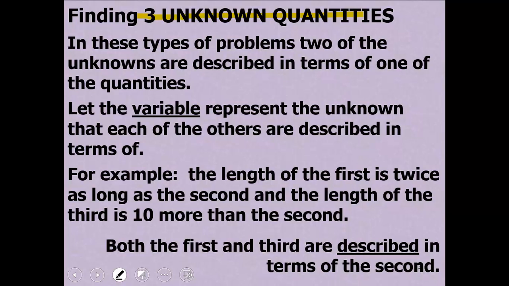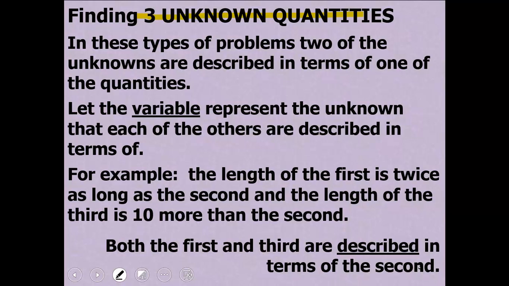All right. When we're working with 3 unknown quantities, what's unique about these is that while we may be looking for three different lengths, measures, widths, whatever, 2 of them will be described or related to the third. So the variable that you're going to choose is the one that both of the other 2 things we're looking for are described in terms of.